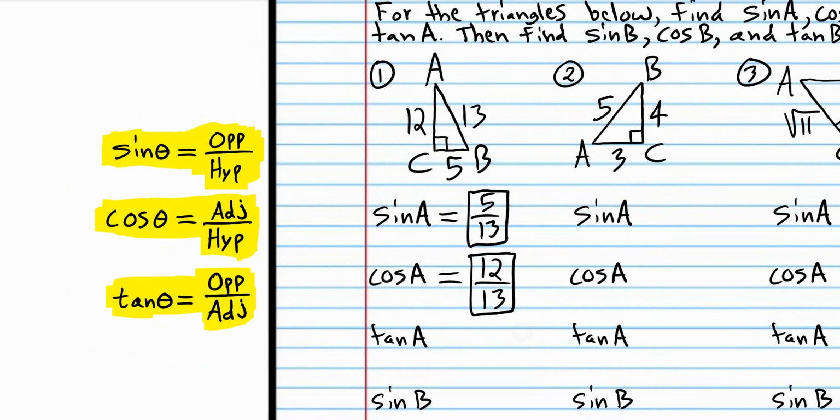So now we want to find tangent A. So tangent A is opposite over adjacent. So the opposite side of the angle A, right across, is 5. We already said that. So 5. And then it says to divide by the adjacent side. Now, again, this is the adjacent side to A. 13 is not the adjacent. That's the hypotenuse. It is technically adjacent, but we don't call it the adjacent side. So tangent A is 5 over 12.